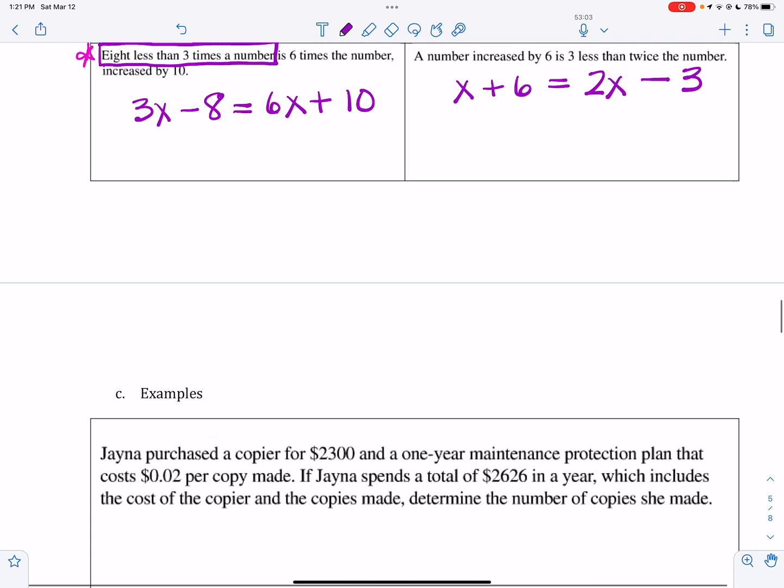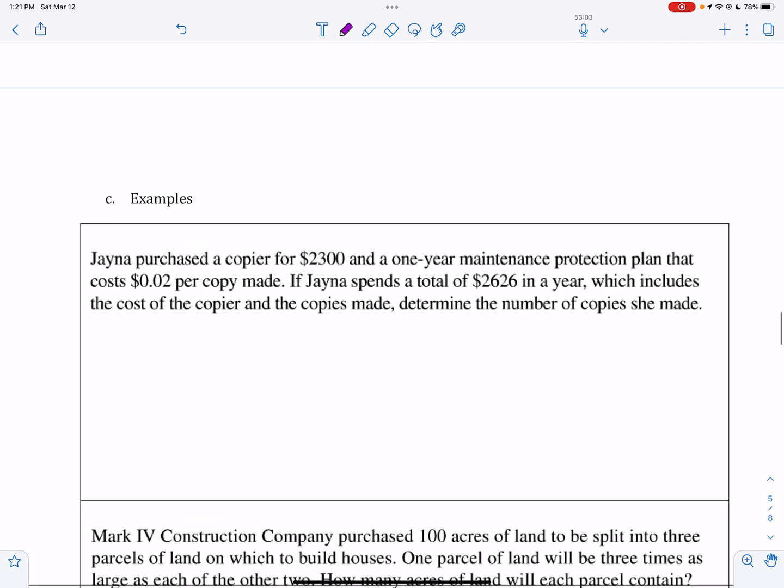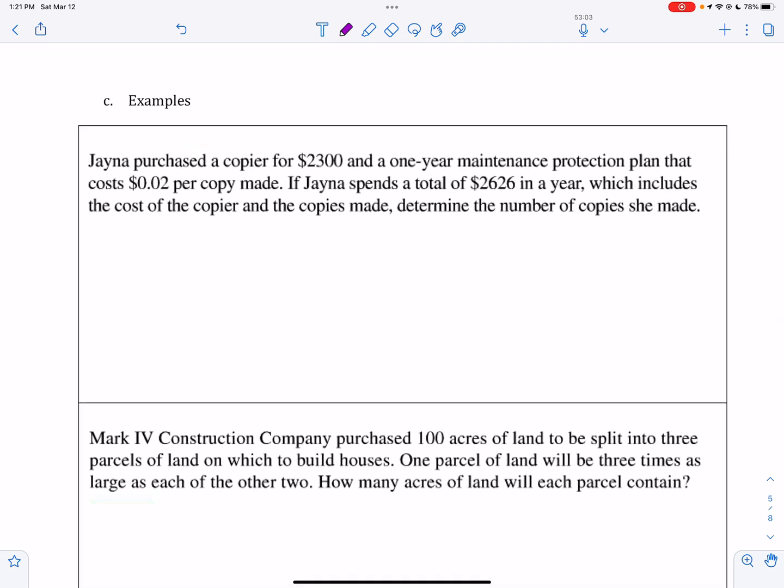Now we're going to get into some application problems that are a little bit harder to solve because we've got to figure out what we know and what we don't know and how we're going to define our variable. So I often recommend that you write out an equation in words and then go back and replace what you're looking for, okay? So in this one, you've got a copier that was purchased for $2,300, and then a protection plan, which is 2 cents per copy, and per means multiplication. And we know that she spent a total of that amount in a year, okay?